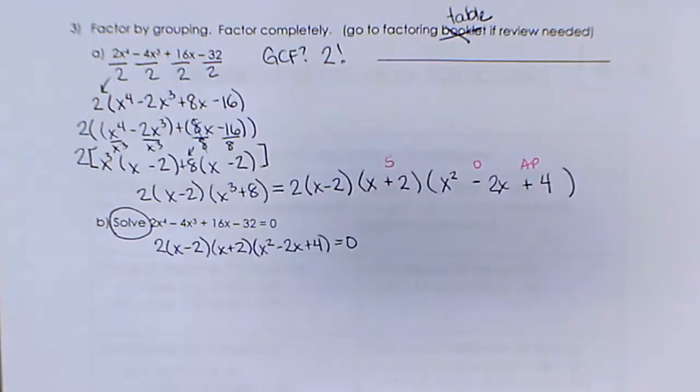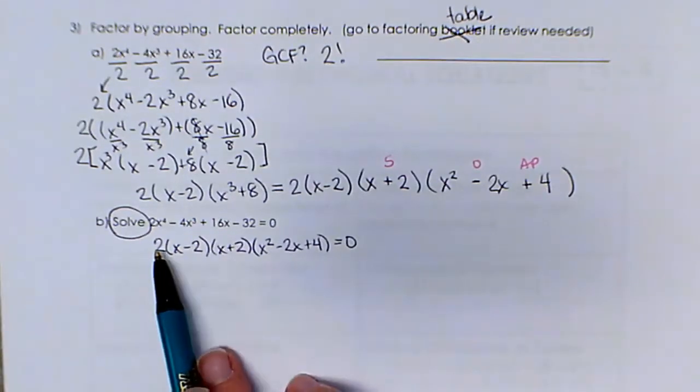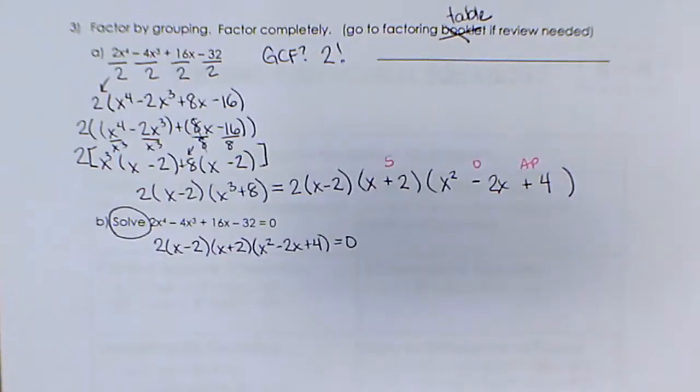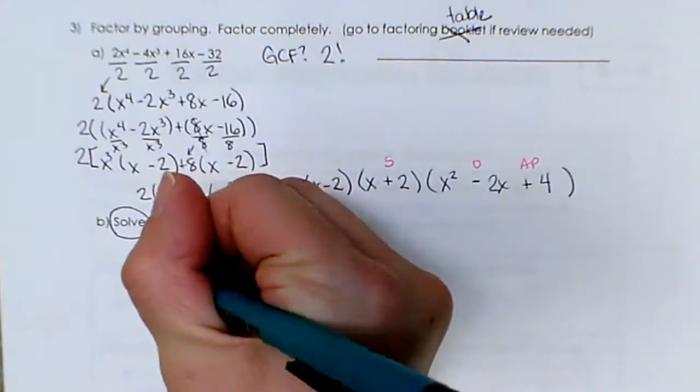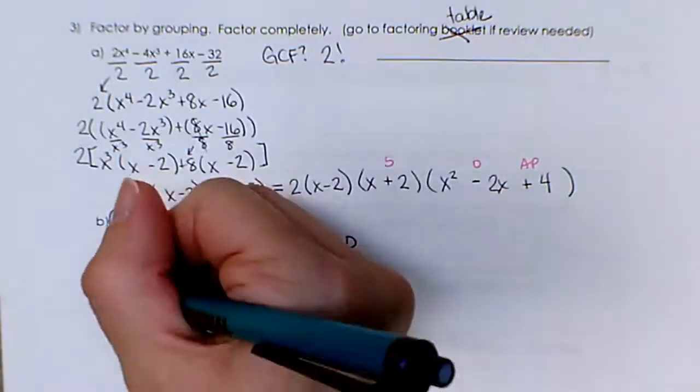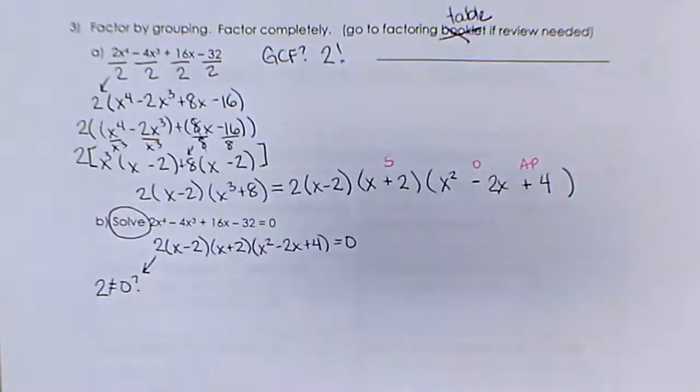So we have all of these factors, and only one of them has to be equal to 0 in order for this to work. So either 2 is 0, which makes no sense, or this is 0, or this is 0, or this is 0. We need to come up with all of those different possibilities. So first let's look at the GCF. Could 2 be equal to 0? No, that doesn't make sense. So no solution is gained from setting 2 equal to 0, but you should always check the GCF.